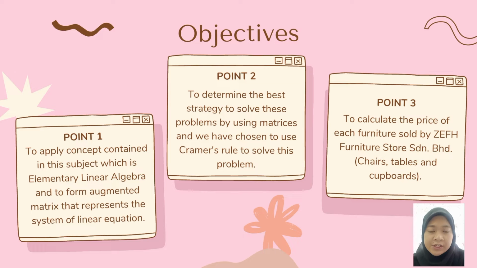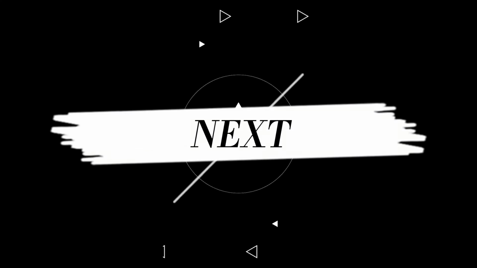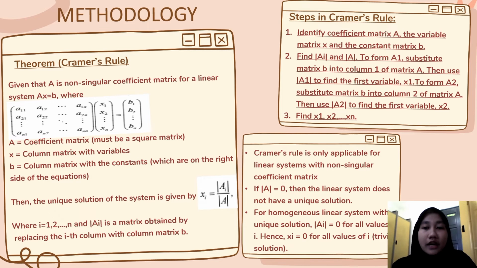Objective in this application, point 1 is to apply concepts contained in this subject, which is elementary linear algebra, and to form an augmented matrix that represents the system of linear equations. Next, point 2 is to determine the best strategy to solve these problems by using matrices, and we have chosen to use Cramer's rule to solve this problem. Lastly, point 3 is to calculate the price of each furniture sold by Zep Furniture Store Sdn Bhd: chairs, tables and cupboards. Methodology. For our problem, we use the method of Cramer's rule.